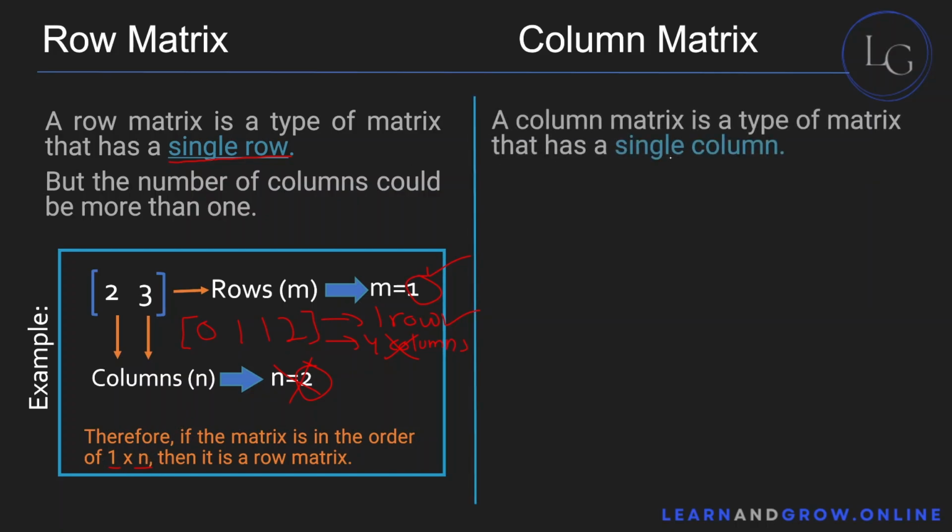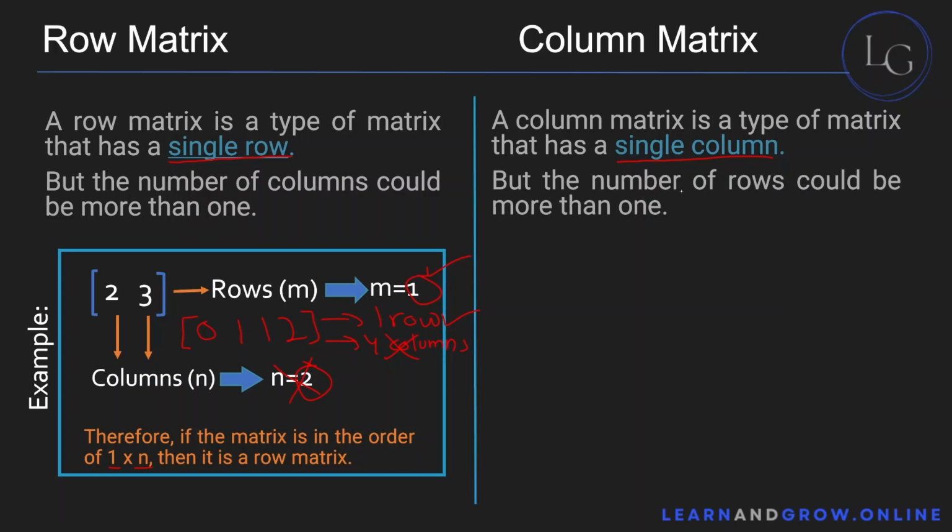A column matrix is simply the opposite of a row matrix. It must have one column, and that's all it really needs. It can have more than one row. We're not concerned with that. And we just need one column.